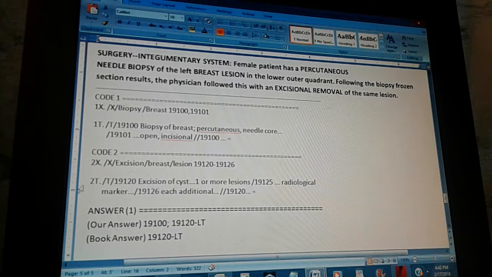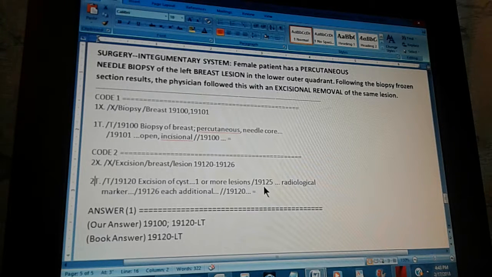So the code number 2 through the tabular is found like this. First, you go to tabular. You start with 19-120. What does it say there? Excision of cyst, 1 or more lesions. It says excision of cyst or excision of a lesion, 1 or more lesions.